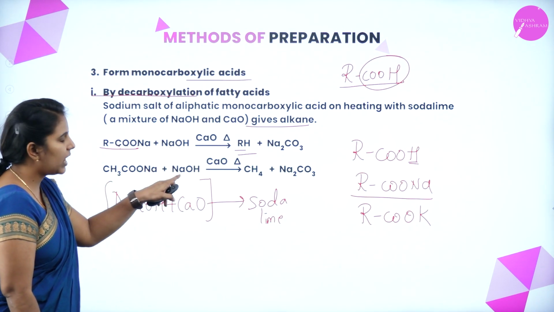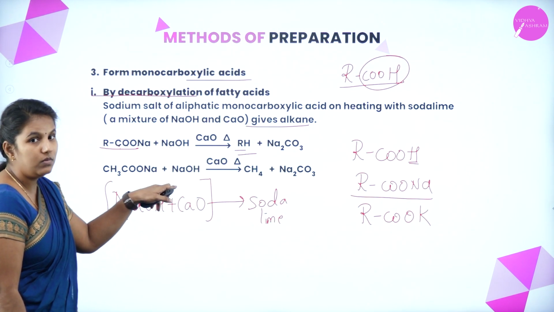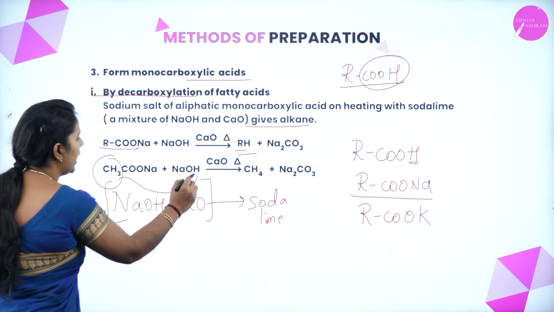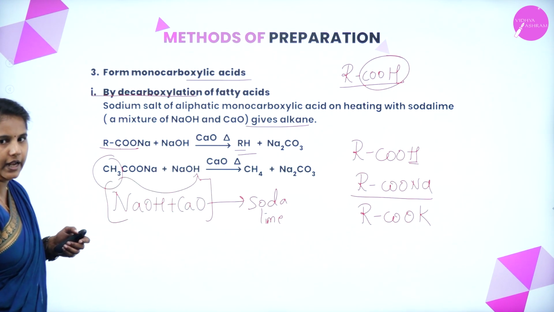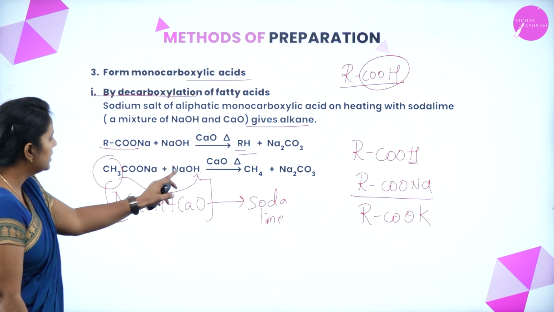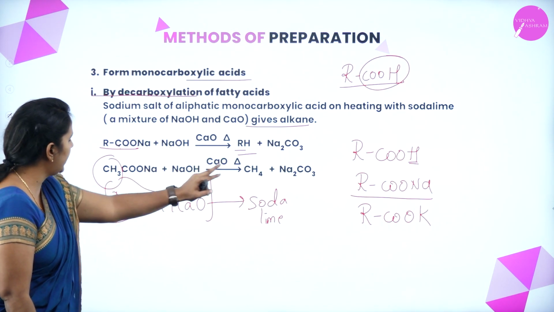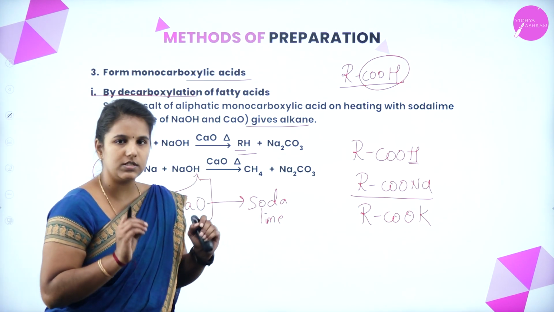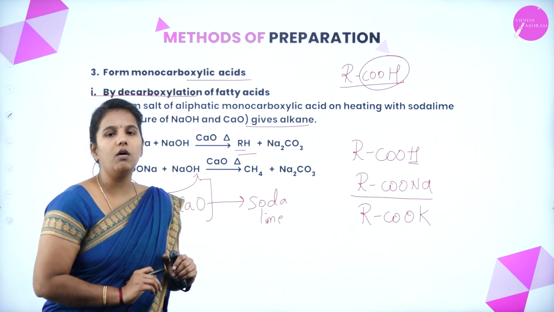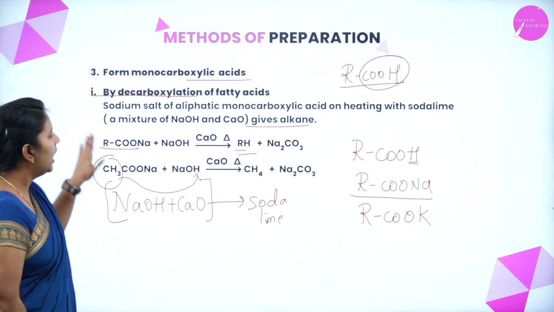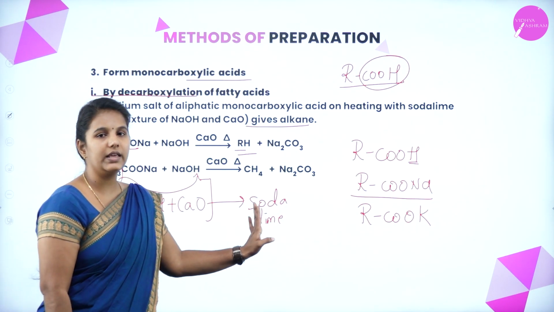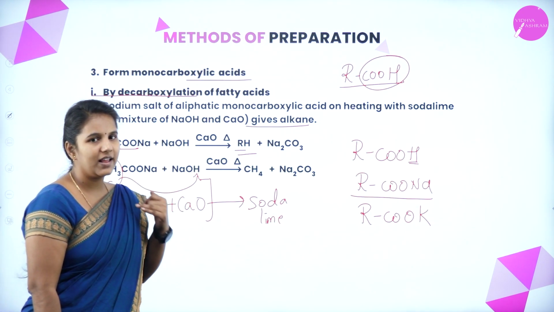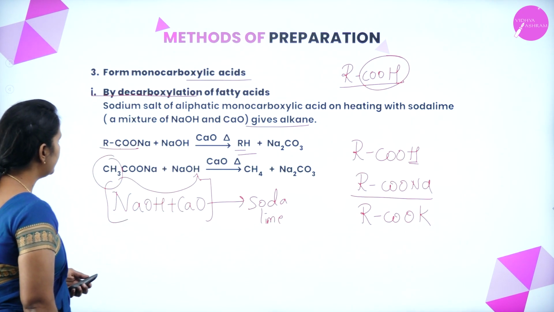You can look at an example now, CH3COONa, which is allowed to react with soda lime. What will happen again? The CH3 combines with this hydrogen and forms methane. It is an alkane. Whereas the sodium, there are two sodium, Na2, and CO3, there are three oxygen atoms. This is how we can easily understand how we can prepare an alkane by using the sodium salts of carboxylic acid. So hope you understood this method.